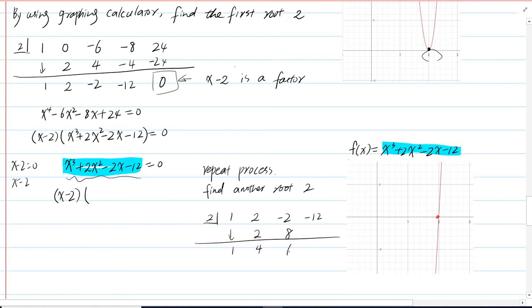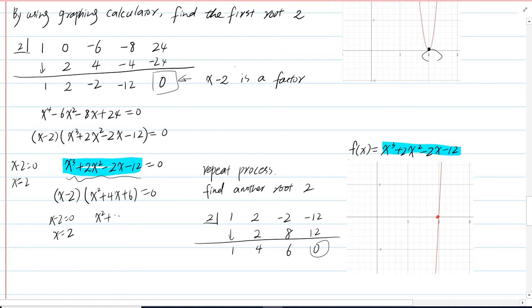We're going to have a 6 right here, and we did it correctly. It should give 0, because from the graphing calculator we saw the remainder should be 0. Again, this gives you the constant, this is x, and this is x squared. So you're going to have x squared plus 4x plus 6 equals 0. In this case again, x minus 2 is 0, so x equals 2. We just repeat it.